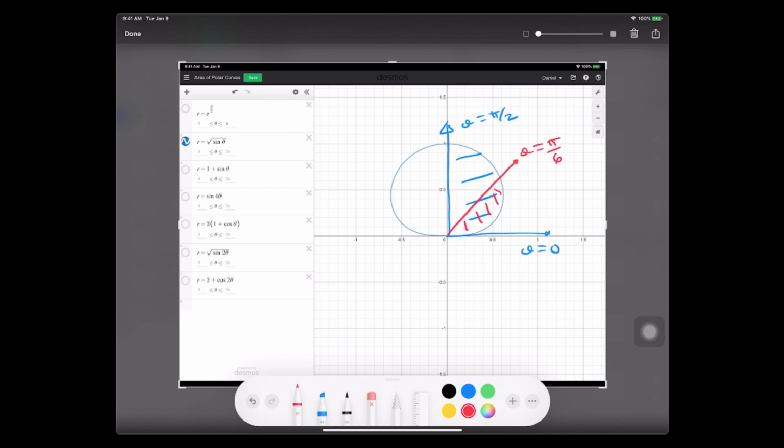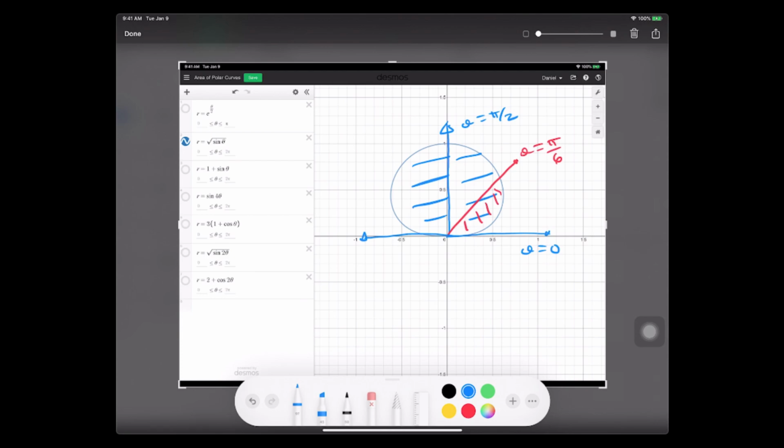If it's 0 to pi over 6, then that's the area in red. So this is what we do here. They're going to give you these polar curves and ask you to find the area between these lines through the pole. And so we'll stick with pi over 2. And of course, if they gave you pi and wanted 0 to pi, then they're talking about the whole thing. That's the whole thing, 0 to pi.